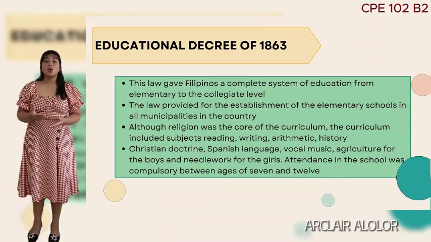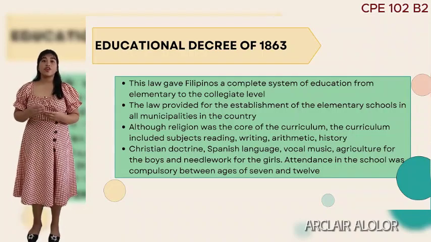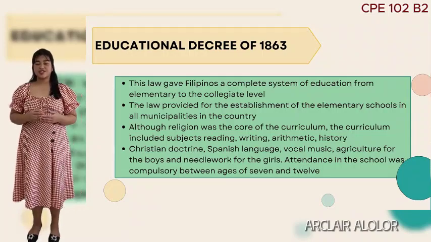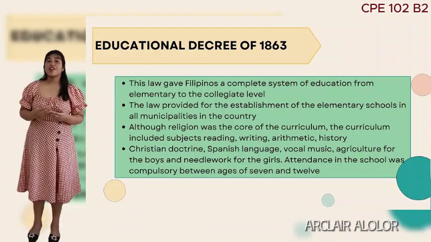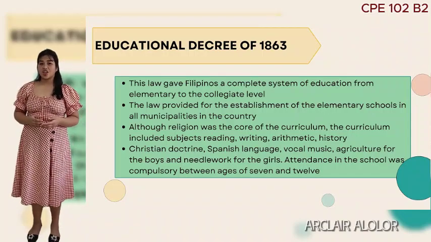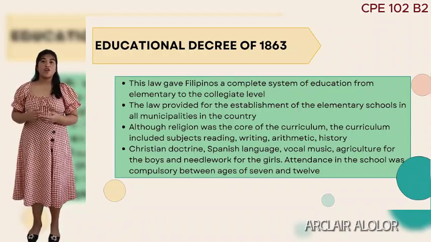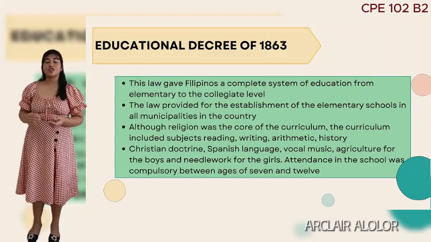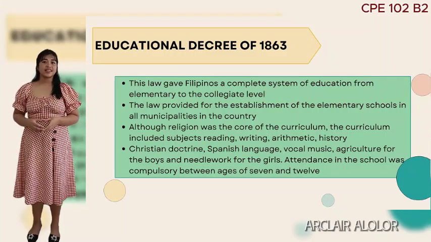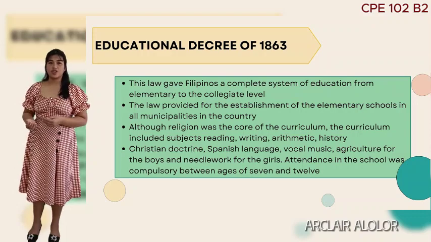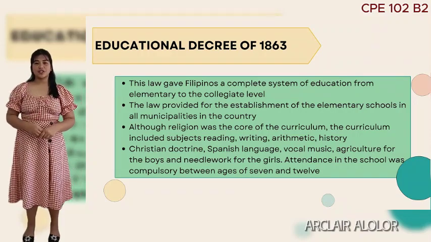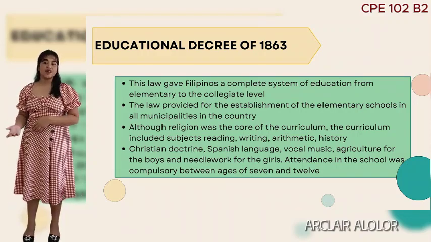Although religion was the core of the curriculum, it included subjects such as reading, writing, arithmetic, history, Christian doctrine, Spanish language, vocal music, and agriculture for boys, and needlework for the girls. Attendance in the school was compulsory between ages 7 to 12.